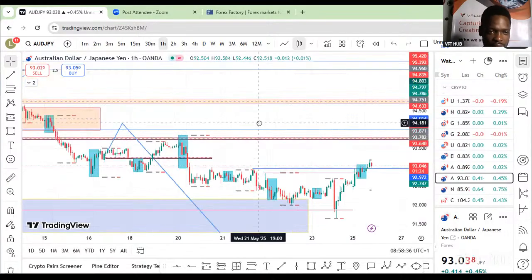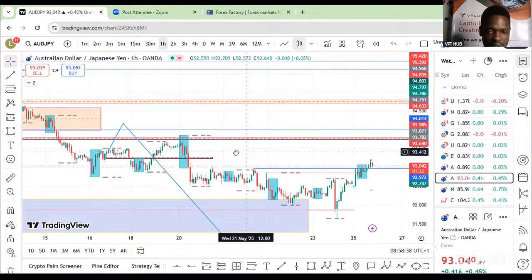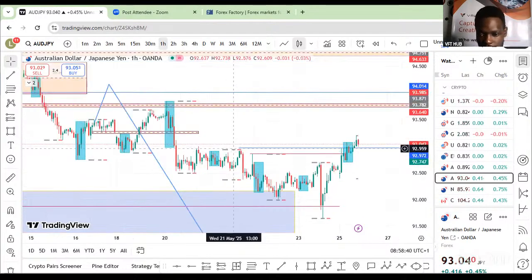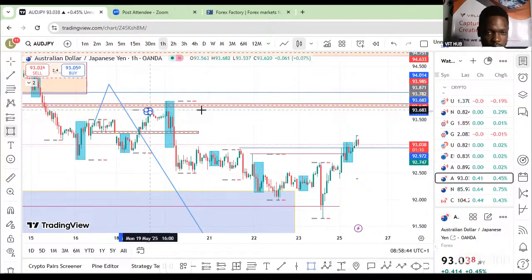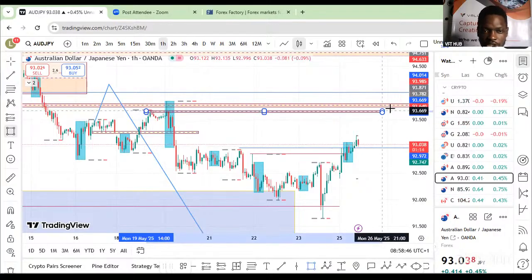Now, if you see it from the 1 hour time frame, we are having a shoulder just resting somewhere above here. So that is going to be the next POI we are going to be considering, because we are expecting a short of AUD JPY for the week. All right. So this is what we are going to be expecting.